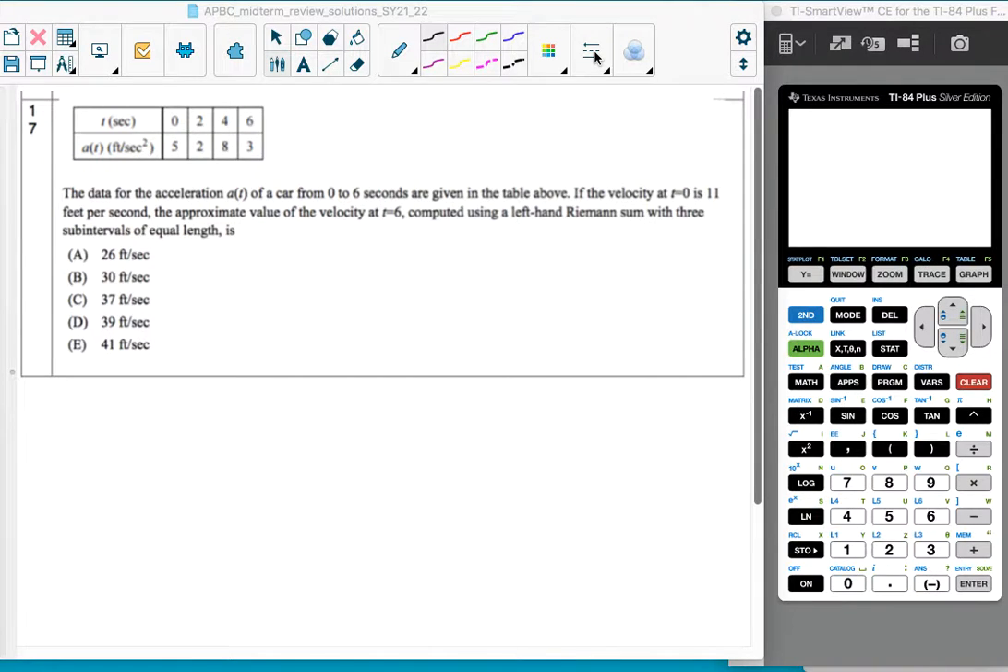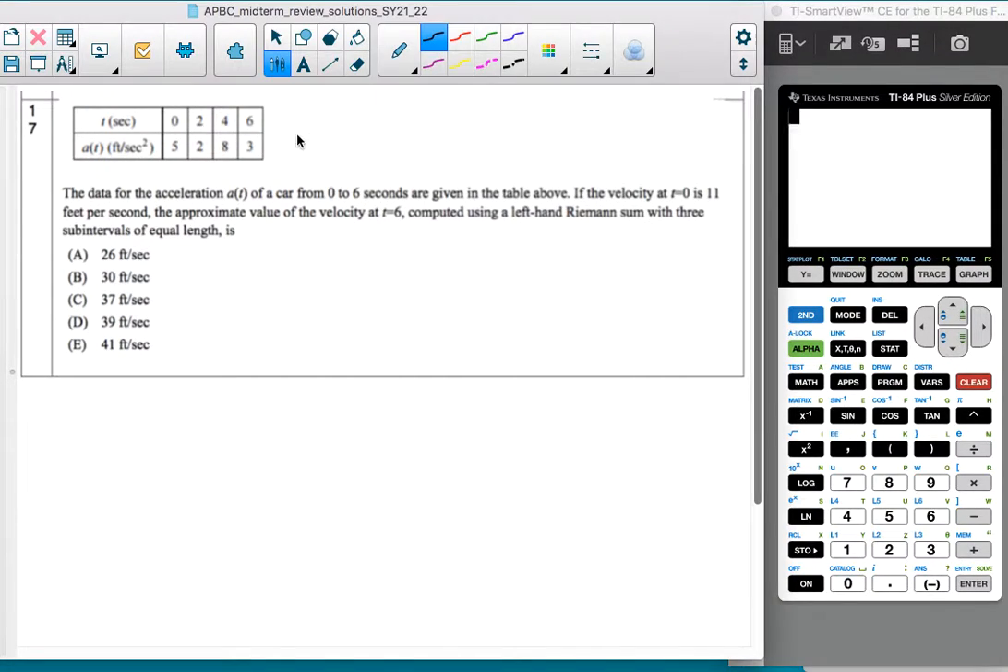All right, this is AP BC Calculus. We're doing midterm review, and this is multiple choice 17, which is a calculator question, although this is one where the calculator is mostly just helpful for the simple addition. We're given data about acceleration of a car from 0 to 6 seconds, and we are told that v of 0 is 11.